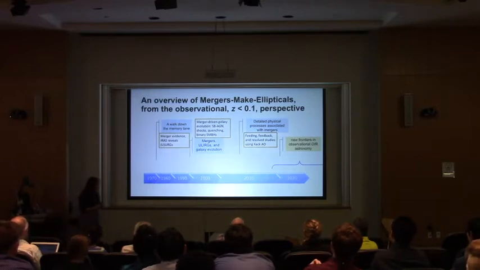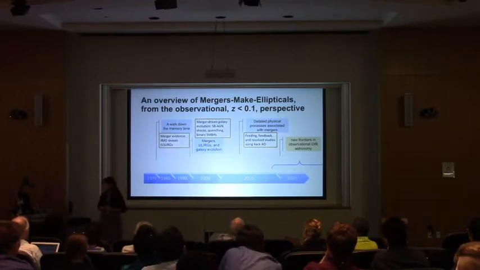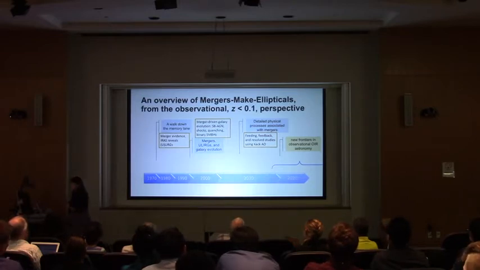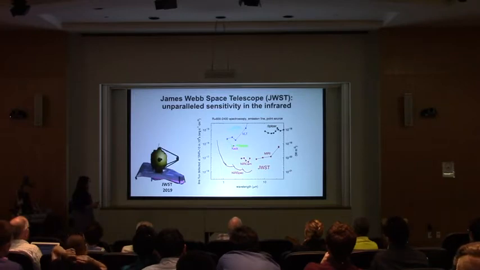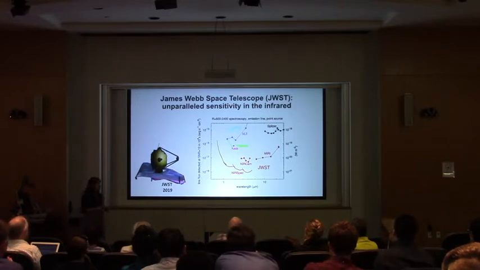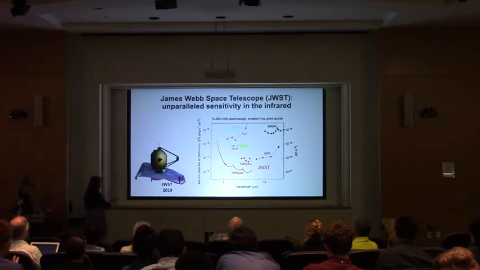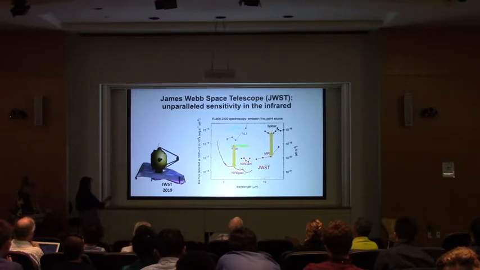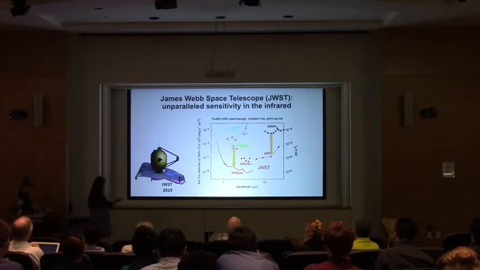So in the last few minutes, I just want to talk a little bit about what we can expect to see in the next decade or so with upcoming facilities. So JWST, of course, is an awesome instrument, not just because it has mid-infrared instruments that can resolve anything, but also it's going to have unparalleled sensitivity in the infrared. Comparing, for instance, to Keck at 2 micron or Spitzer beyond 10 micron, it is going to have an order of magnitude or two improvement in sensitivity in this wavelength regime.